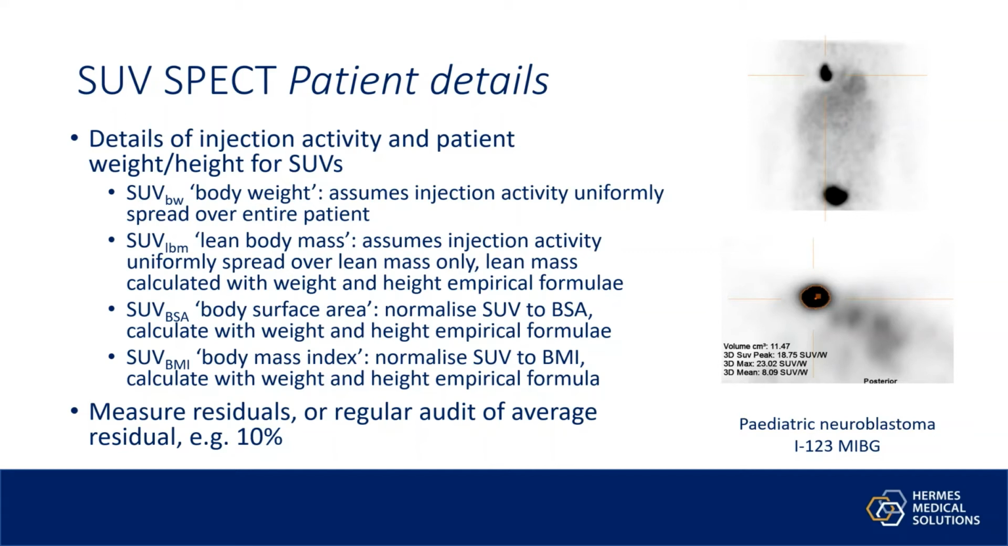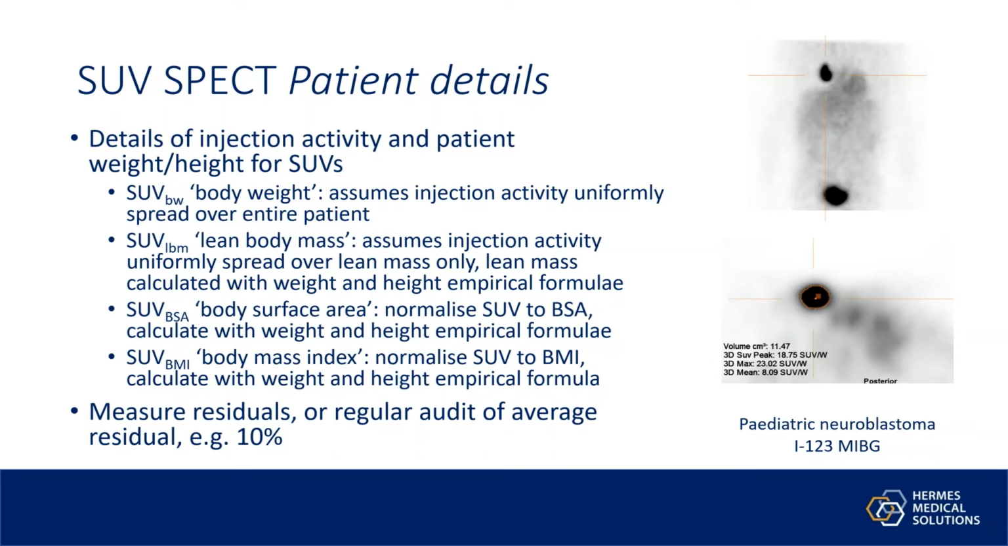So other assumptions or other scaling factors have been tried. We've tried lean body mass. That assumes, which was reasonable from the previous argument, that the injection activity is uniformly spread over the lean mass. The lean mass is calculated with a weight and height empirical formula. Or we can use the BSA to make the normalization, or the BMI. So that's the SUV part.